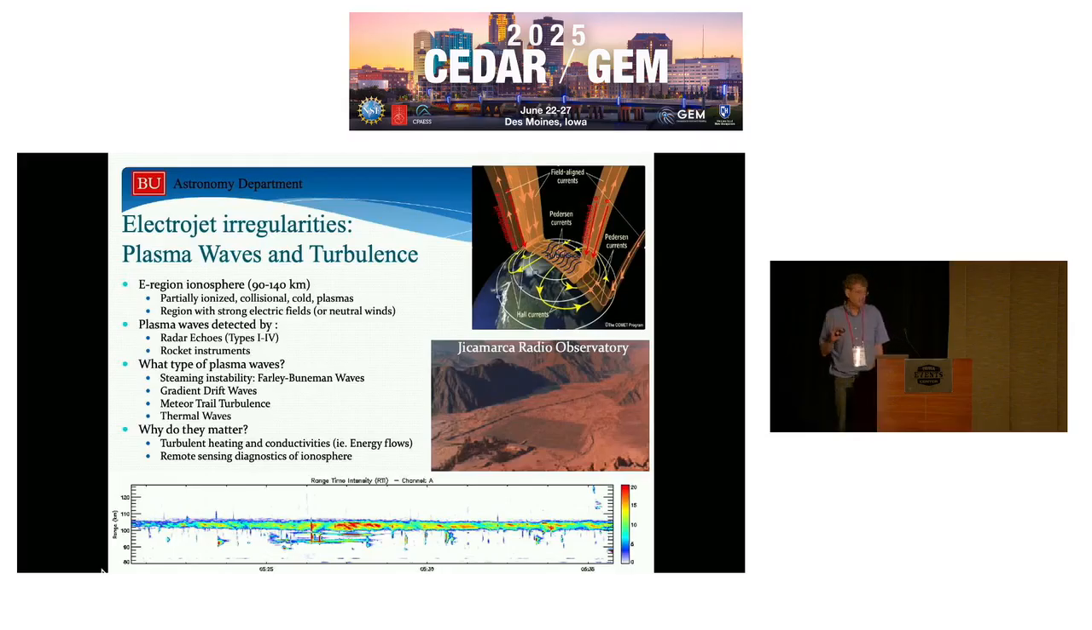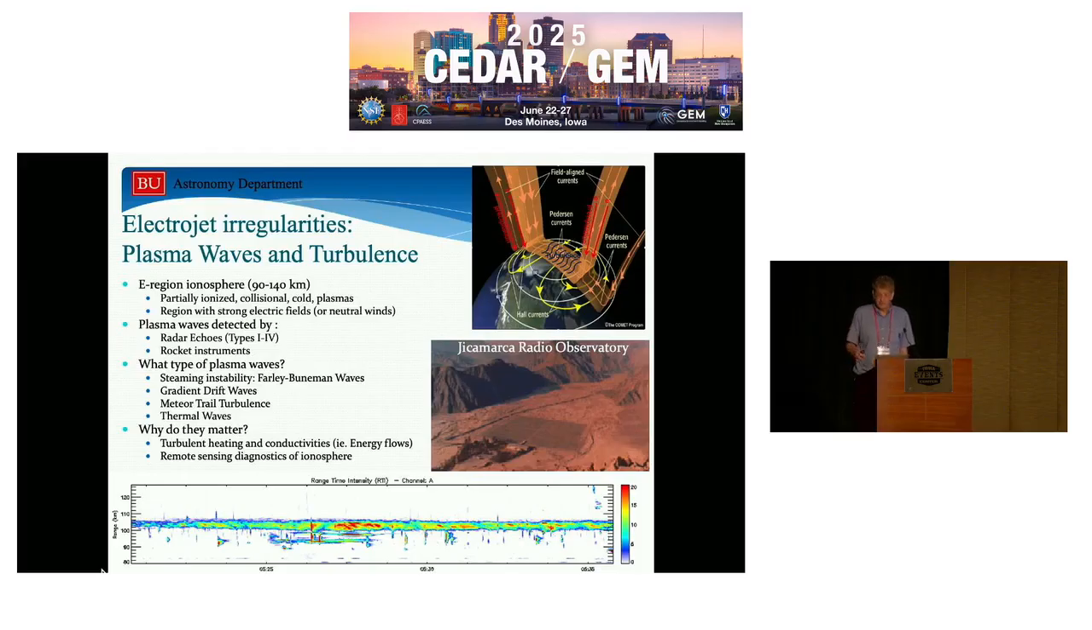This is the highly collisional regime, partially ionized, and it tends to have very strong electric fields in the auroral zone coming down from above, which creates turbulence in this region as the currents get driven through the lower ionosphere. There are plasma waves that develop. These were some of the first radar echoes detected from this region. They were labeled, very creatively, types 1 through 4 in the 1940s, I believe.